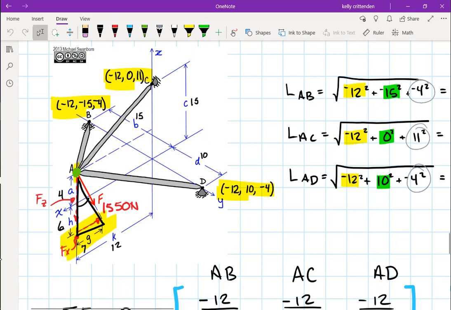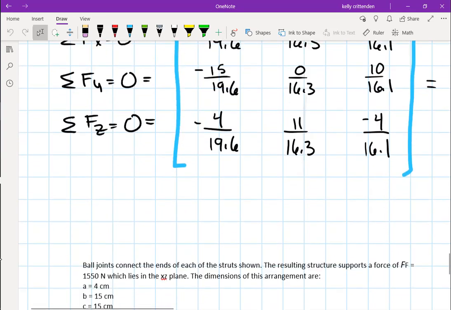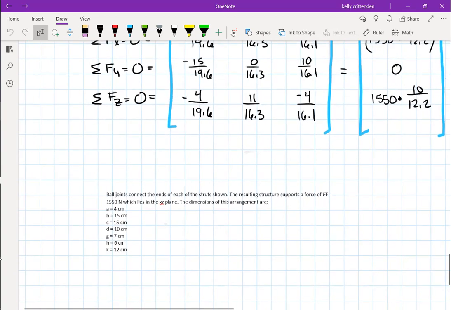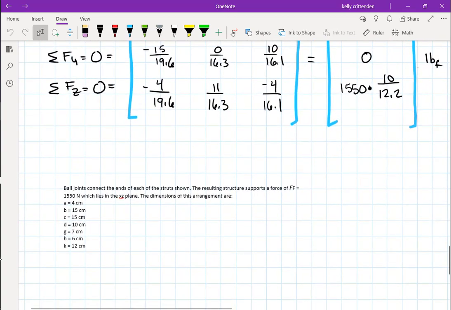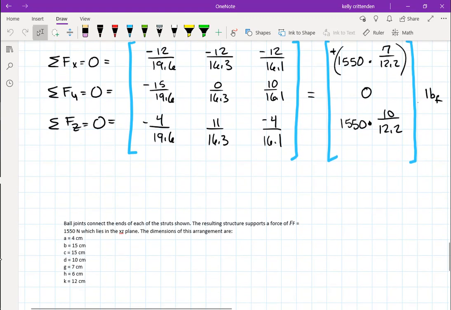So they need to have negative numbers. So if I get negative for AB and AD and positive for AC, then at least I've got the right pattern. I got negative for the outside ones and positive for the inside ones. So what I got was, and most of your calculators are going to give you, well, let me just write down exactly what mine gives me.